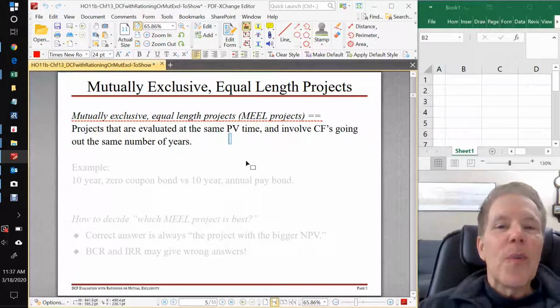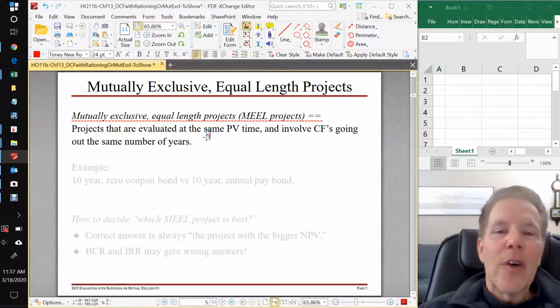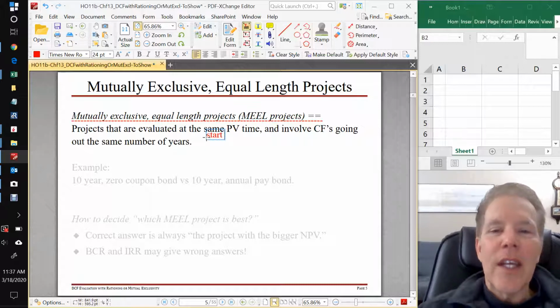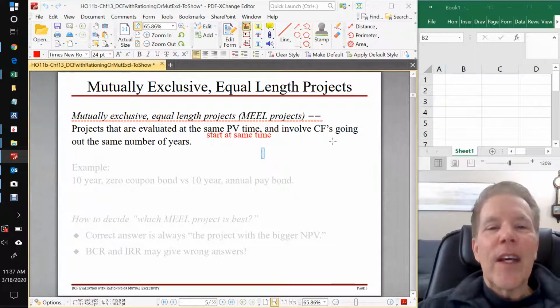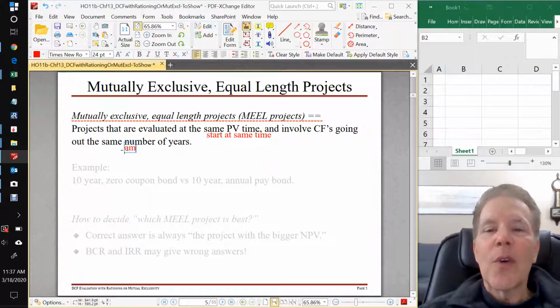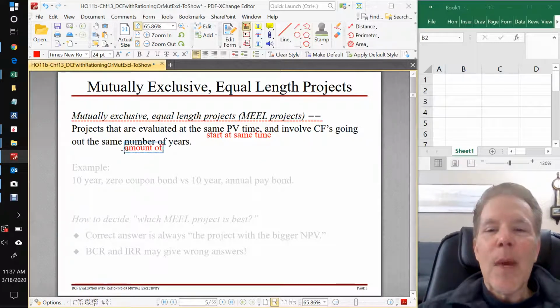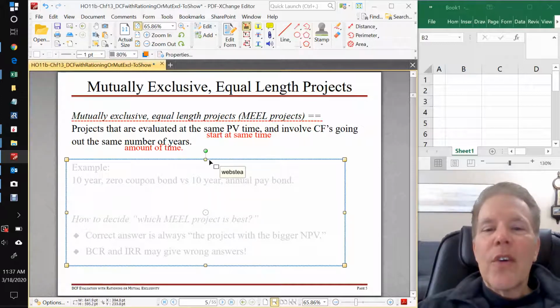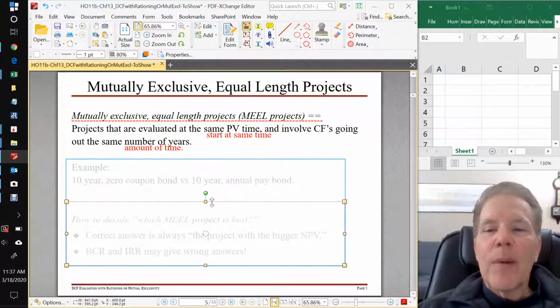Okay, so we've got here mutually exclusive equal length projects called throughout finance MEEL projects for short. These are projects that start at the same time. Okay, so let's just make that clear. Start at the same time, and involve cash flows going forward for the same number of years, or we could say same amount of time.